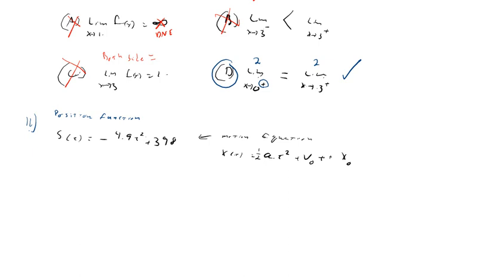T is the time. V naught is our starting velocity. Let's say you throw something up into the air. Your starting velocity is how fast you threw it at the very beginning.